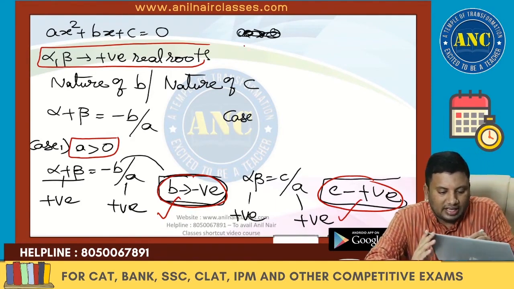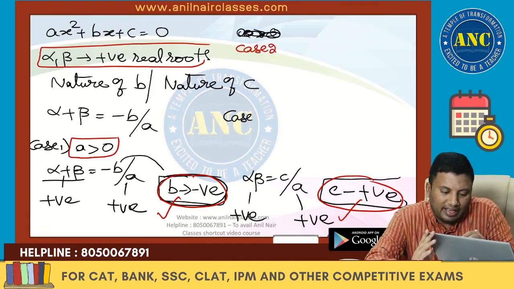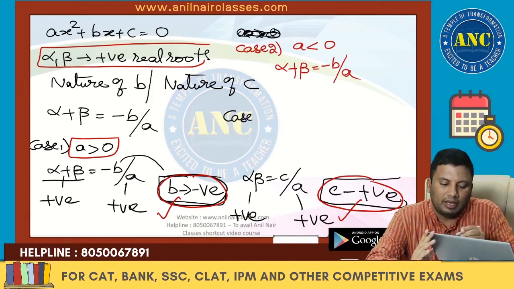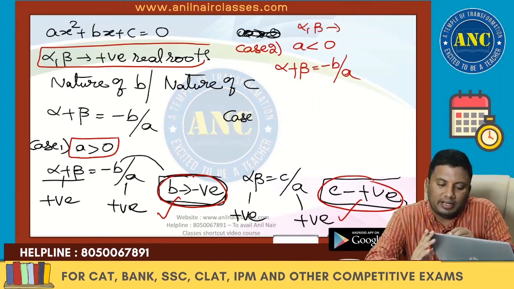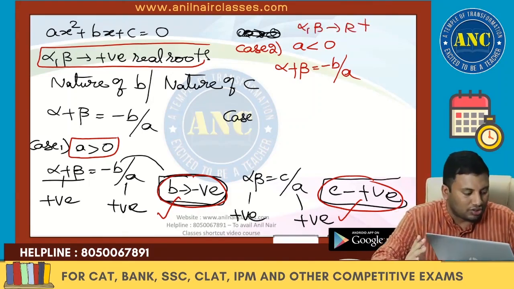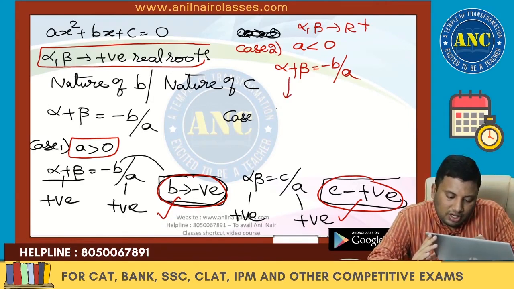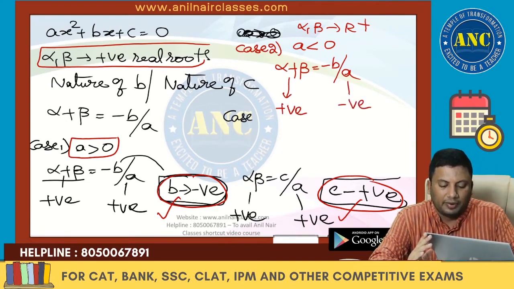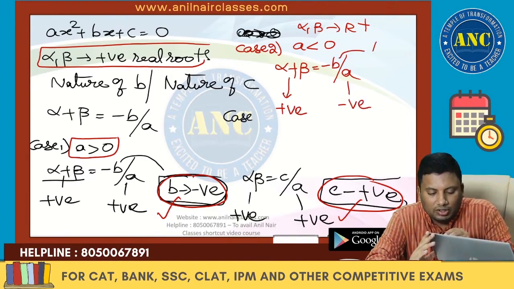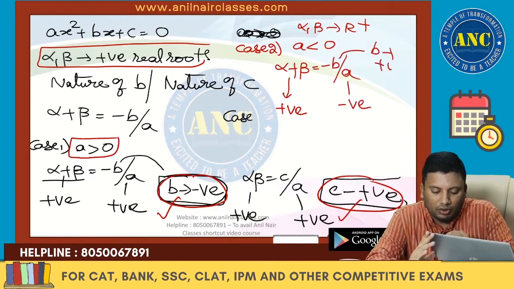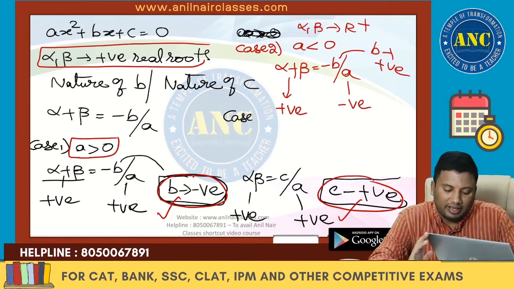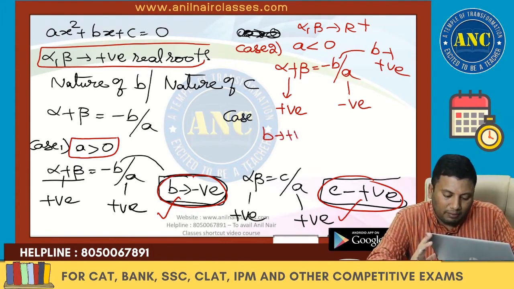Case 2. Let us see case number 2. If A is less than 0, alpha plus beta is minus B by A. What are alpha and beta? They are positive real roots. So these are nothing but positive, and A is nothing but negative. So beta will be positive. Why? Because negative into positive will be negative, and negative by negative will be positive. So beta will be positive.